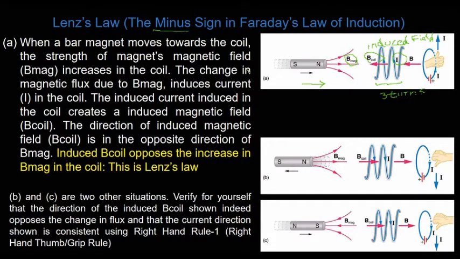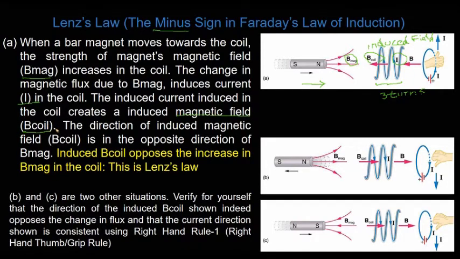So let me read this. When a bar magnet moves towards the coil, the strength of the magnet's magnetic field, B magnet, increases in the coil because the density of magnetic field lines is increasing in the coil. The change in the magnetic flux due to the magnetic field of the magnet induces a current I in the coil, and the induced current induces a magnetic field in the coil.